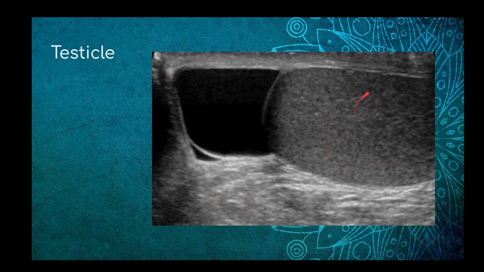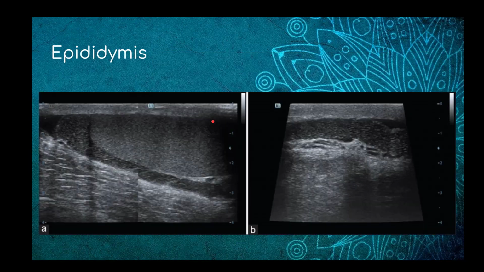We've got the testicle here. We have the tunica vaginalis that we can see, that bright white line. This actually happens to be some fluid around the testicle. Then the epididymis sits on top and lateral to the testicle itself.